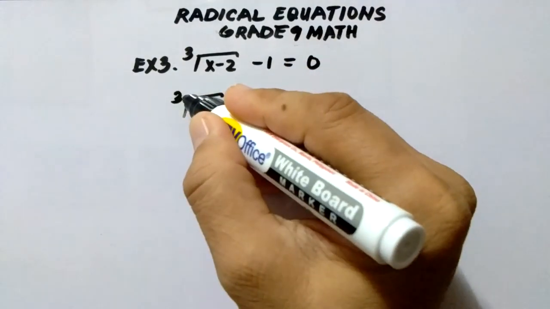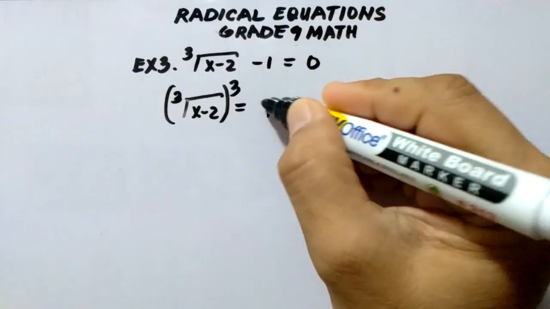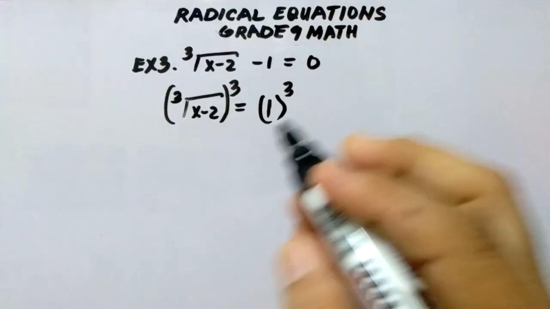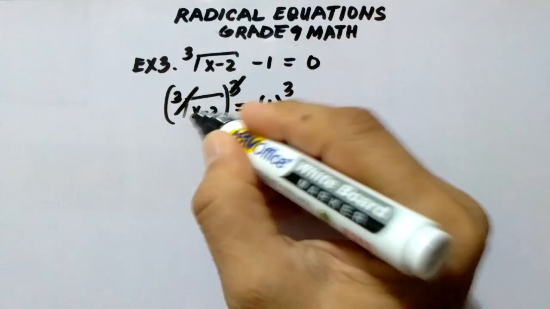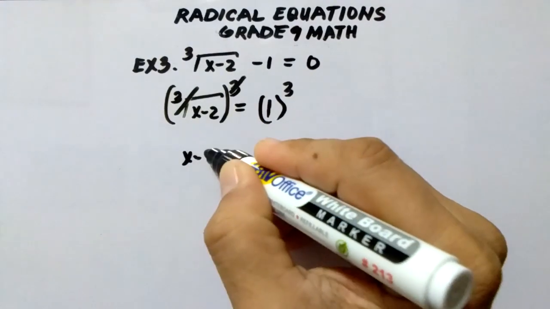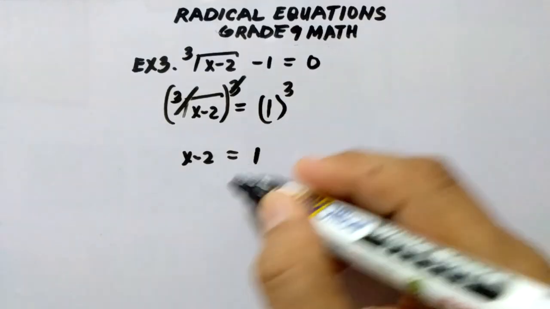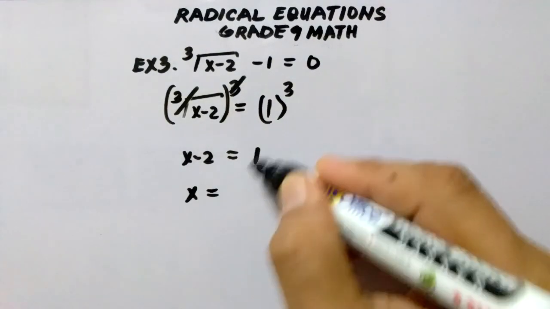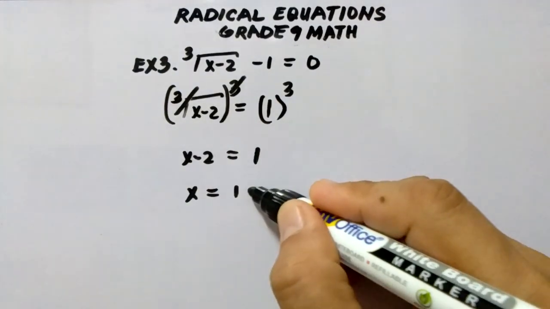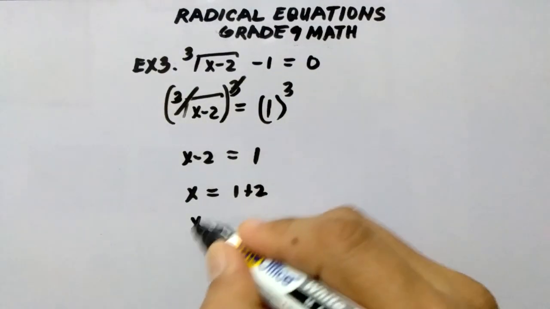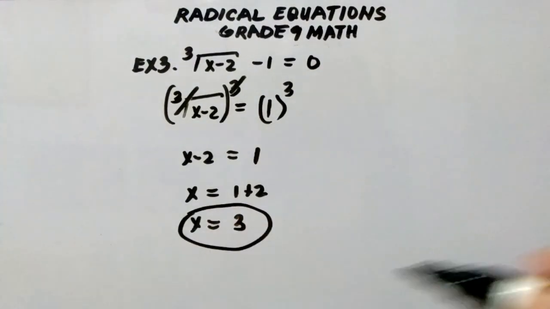Then, dahil cube root po siya, i-cube root po natin both sides of the equation. So, makakancel po ito. Cancel. So, matitira po dito is x minus 2 is equal to, ang cube root po ng 1 is 1 times 1 times 1. That is 1. Then, x minus 2 is equal to 1. So, negative 2 transpose to the right side. So, negative 2 becomes positive 2. Then, x is equal to 1 plus 2. That is 3. So, x is equal to 3.